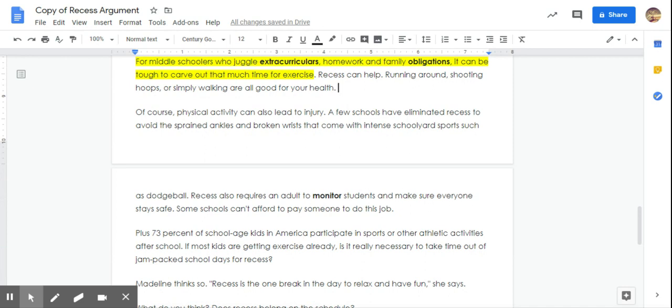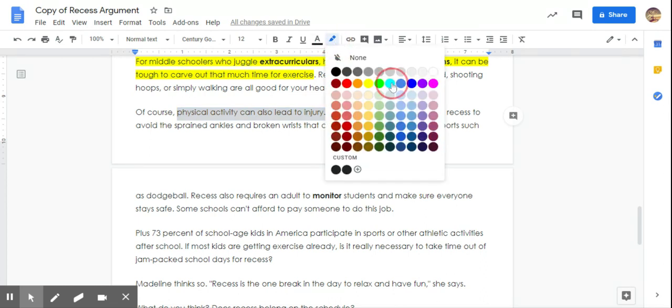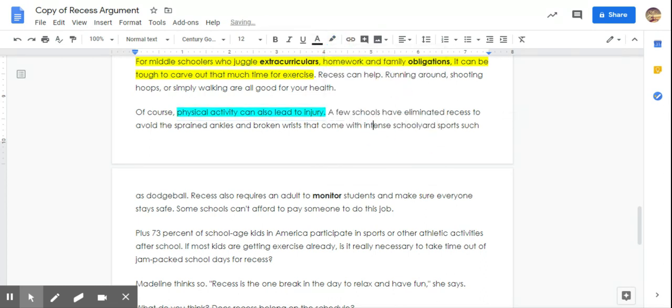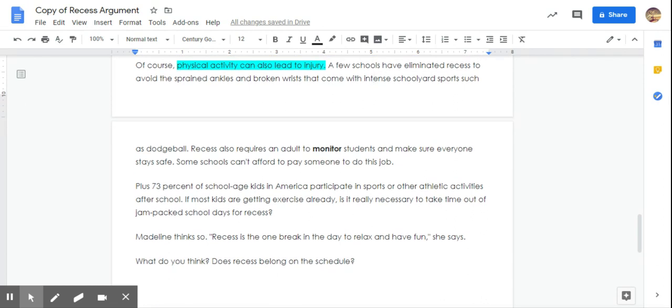Of course, physical activity can lead to injury. So here is our first reason against. A few schools have eliminated recess to avoid sprained ankles and broken wrists that come with intense schoolyard sports such as dodgeball. That's an example. Recess also requires an adult to monitor students and make sure everyone stays safe.